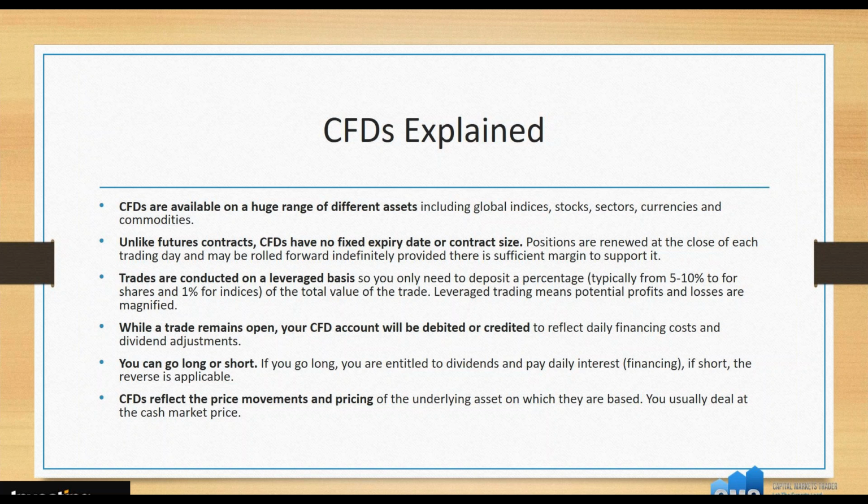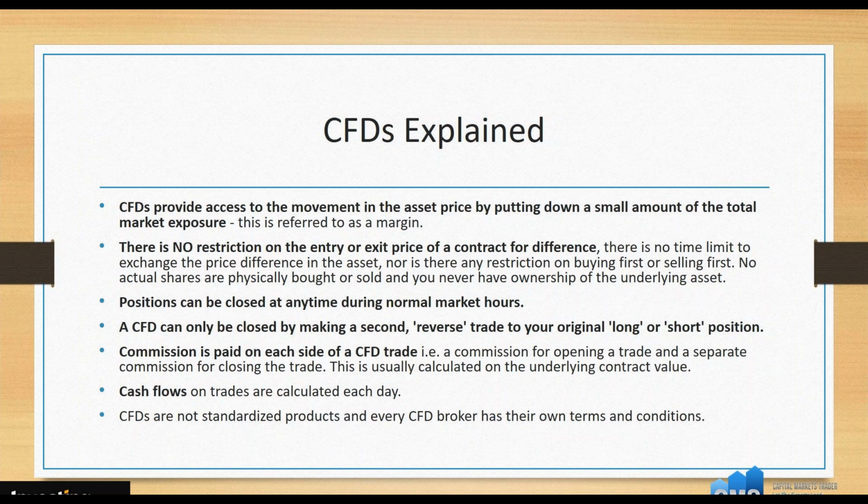You usually deal at the cash market price. CFDs provide access to movement in the asset price by putting down a small amount of the total market. There is no restriction on entry and exit prices of a contract for difference. Positions can be closed at any time during normal market hours. A CFD can only be closed by making a second reverse trade of your original long or short position. Commission or spread is paid on each side of a CFD.